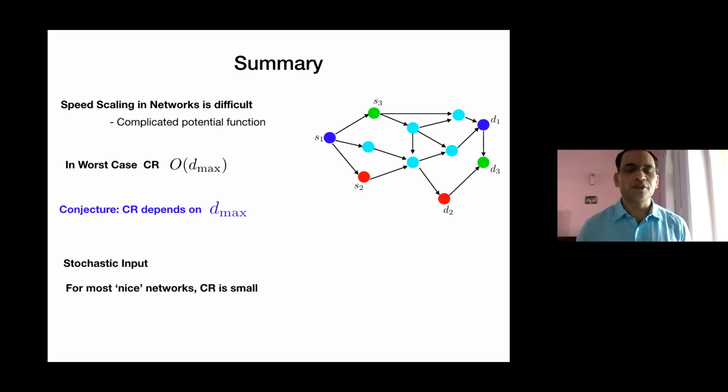For the stochastic inputs, I think one gets much nicer answers. There are structural results one can get, and at the same time, for most networks, you can expect the competitive ratio to be a constant. We don't expect one to be able to construct a network where the constant competitive ratio will start scaling with the number of nodes in the network.